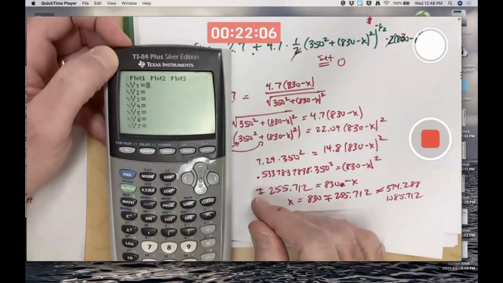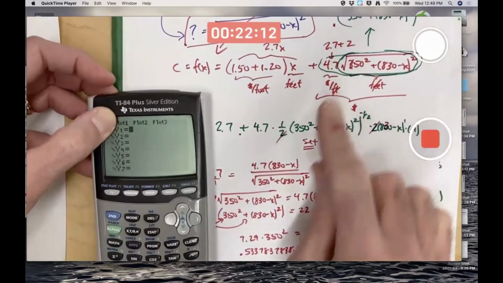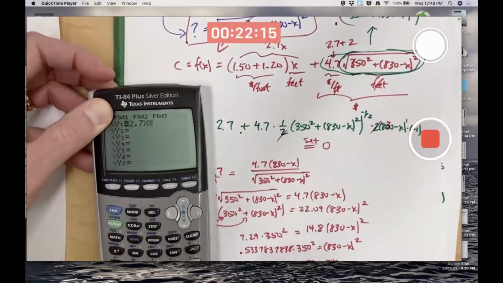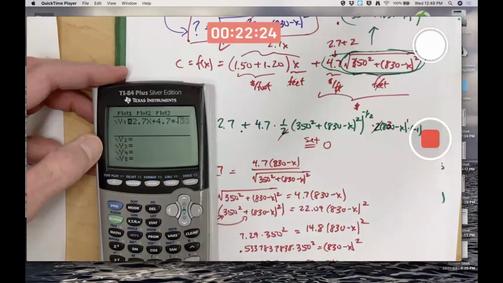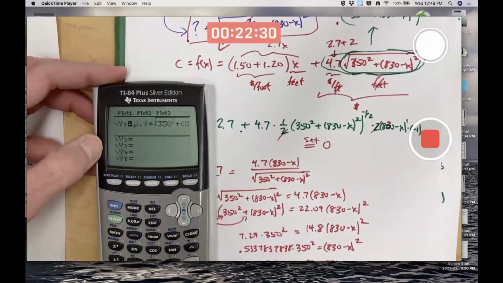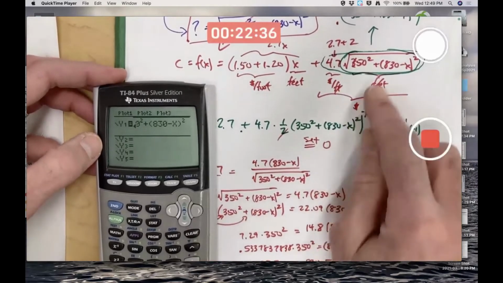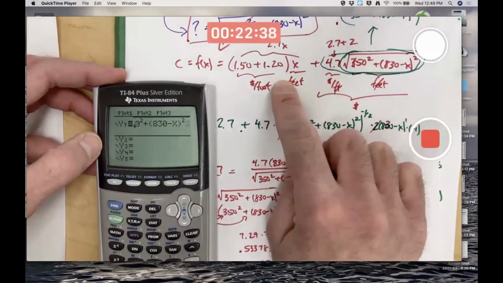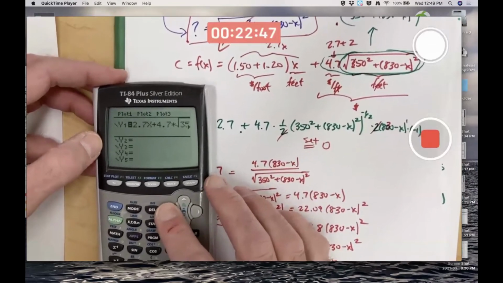Let's plot the function. I'm going to plot the original function here, this cost function. So that's 2.7x plus 4.7 times, careful, square root of 350 squared plus, in parentheses, 830 minus x quantity squared. Looking right here. Hopefully I didn't make a mistake typing that in. I think it's okay. Let's see if it works here.